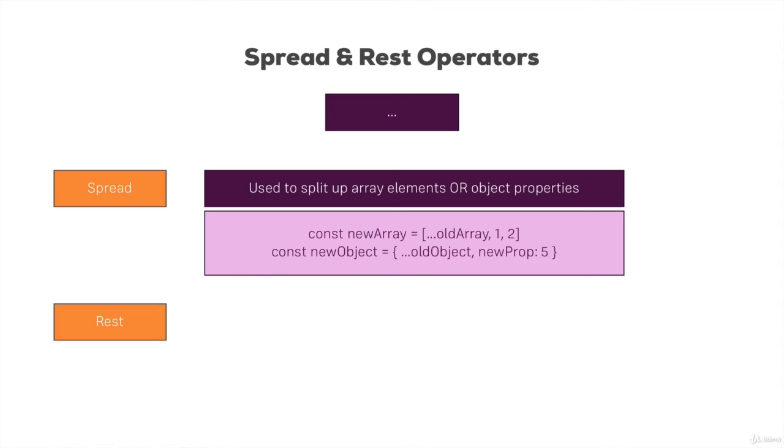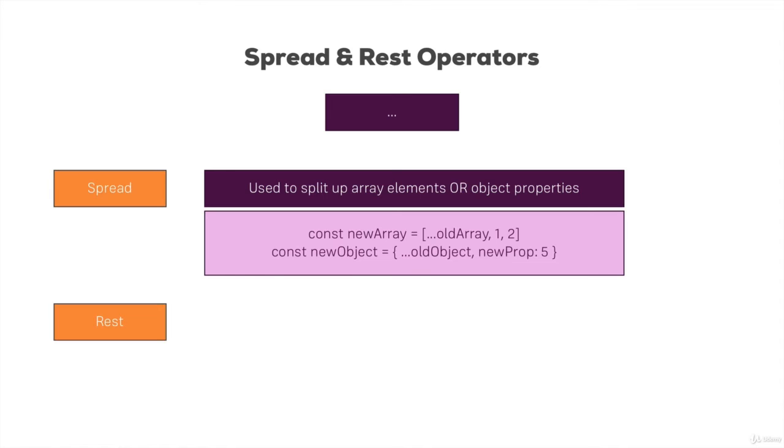The same for the object. We create a new object with curly braces, with the new prop, but then we also have ...old object to pull out all the properties of the old object and their values and add them as key value pairs to the new object. As a side note, if the old object also had a new property, it would be overwritten by new prop 5 here. So our own property takes precedence. This is the spread operator.